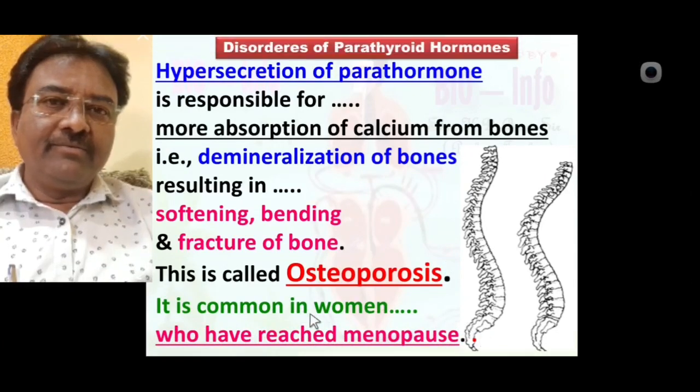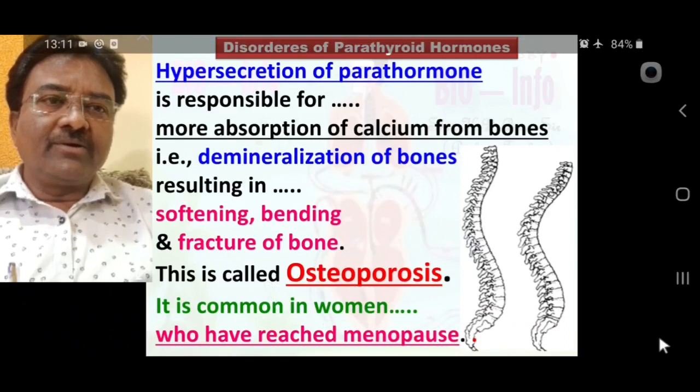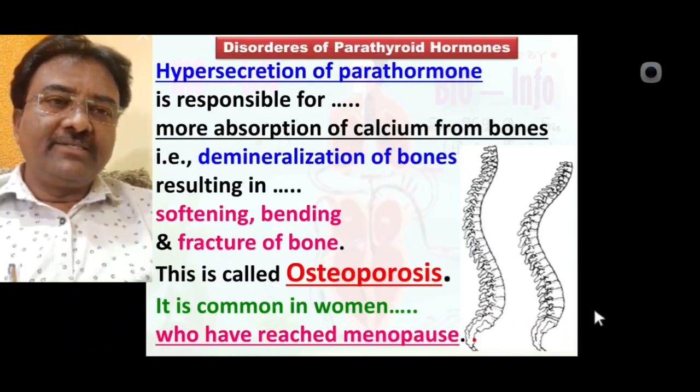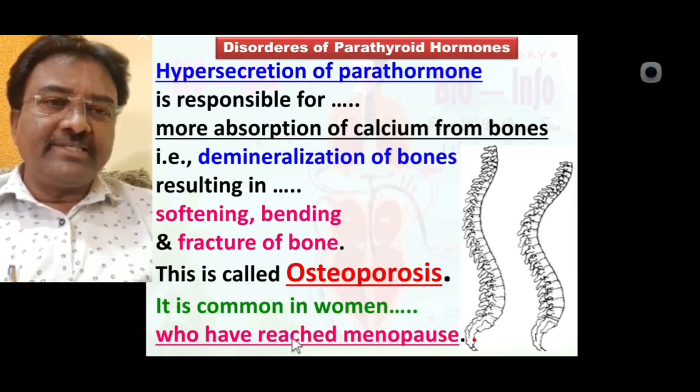You know, menopause means the age when the menstrual cycle stops. So women at the age when the menstrual cycle stops commonly suffer osteoporosis because a lot of calcium is lost. Such osteoporosis is commonly seen in women who have reached the menopause stage.